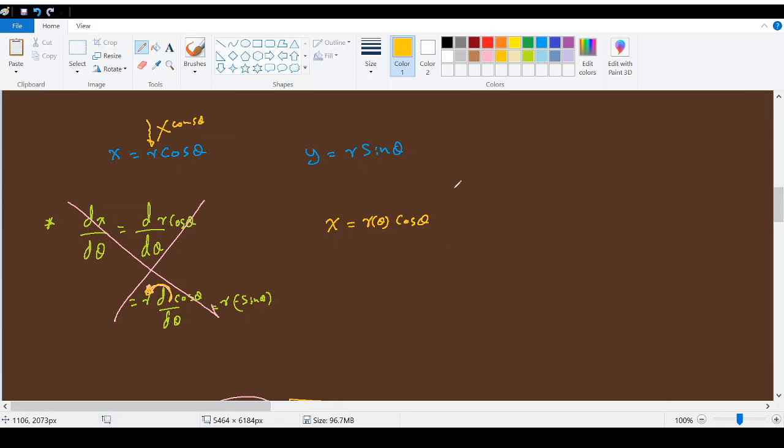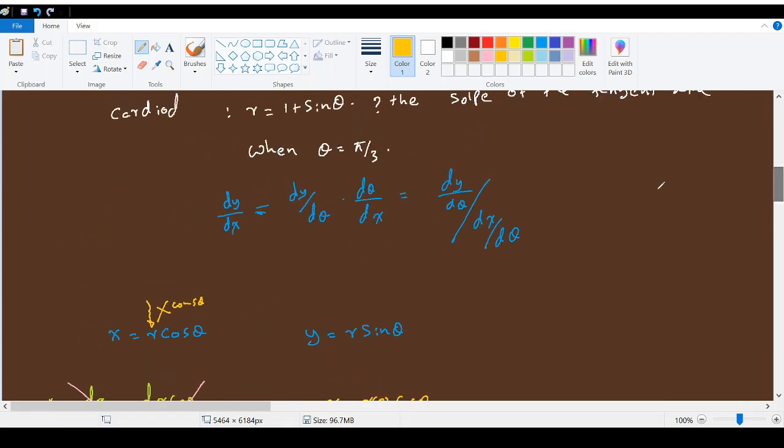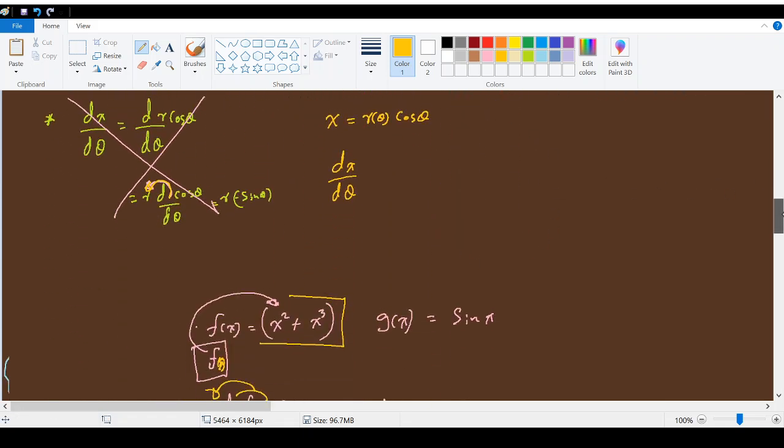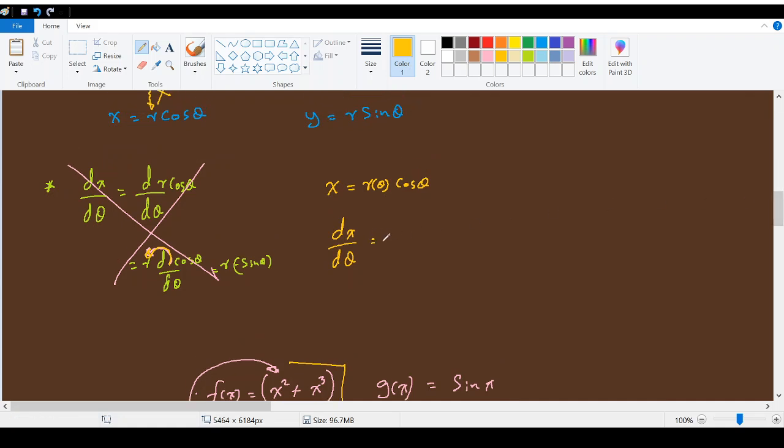And once you have identified these properties, then it's just a matter of applying this product rule to compute dx by d theta. The reason for computing dx by d theta and dy by d theta is because we need that to compute the derivative of y with respect to x, right?